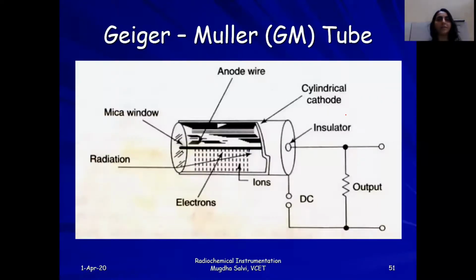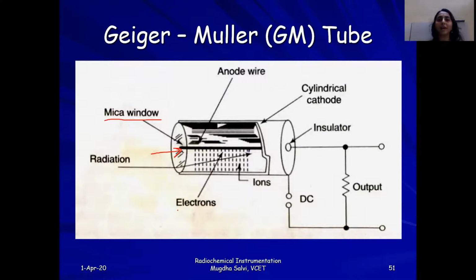Now, the GM counter or the Geiger-Muller tube. This is one of the most frequently used type of ionization detector or radiation detector. If we have a look at the construction, again there is a circular cathode. There is an anode wire, a very thin wire. The diameter of the GM counter is 2 to 5 centimeters only. Then you have a mica window, which will allow radiations to enter.